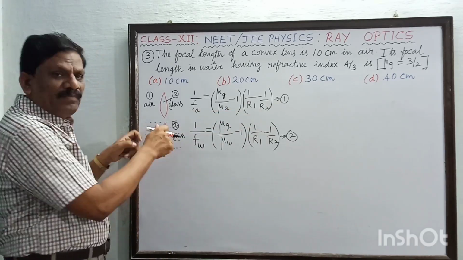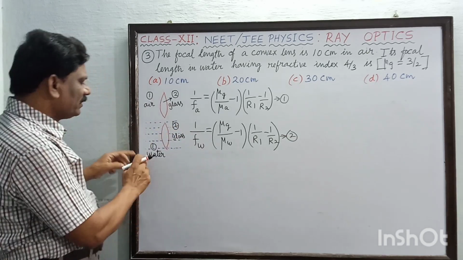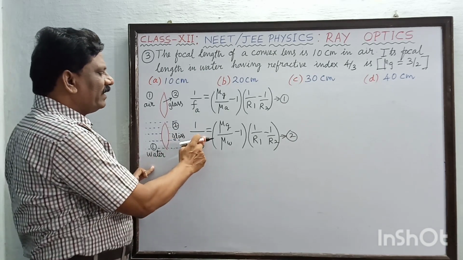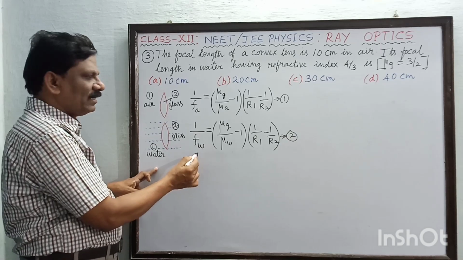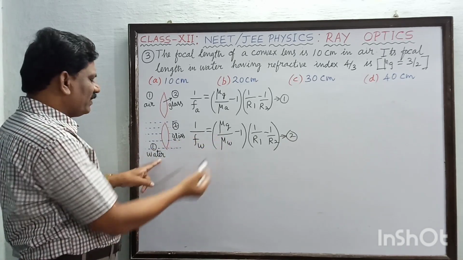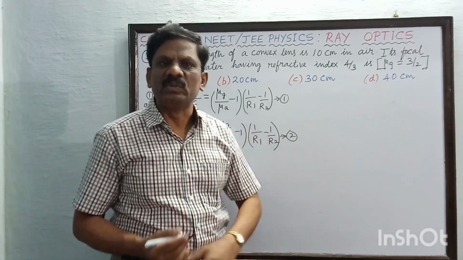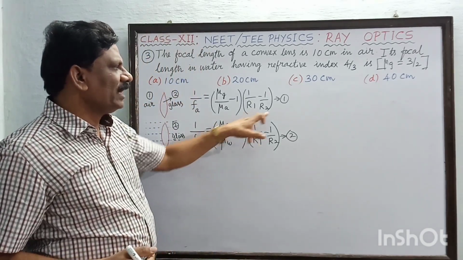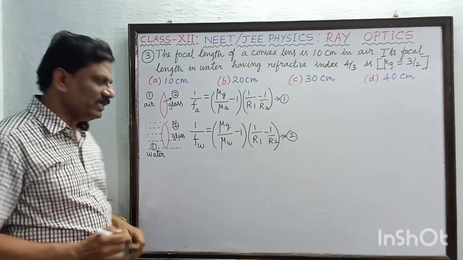When the glass is immersed in water, the medium surrounding the glass is water. So here the first medium is water and the second medium is glass. So once again, if I write the lens maker's formula for the second case, 1/f in water is equal to (mu of the second medium glass divided by mu of the first medium water minus 1) into (1/r1 minus 1/r2). Now we can eliminate this term 1/r1 minus 1/r2 by dividing the first equation by the second equation.